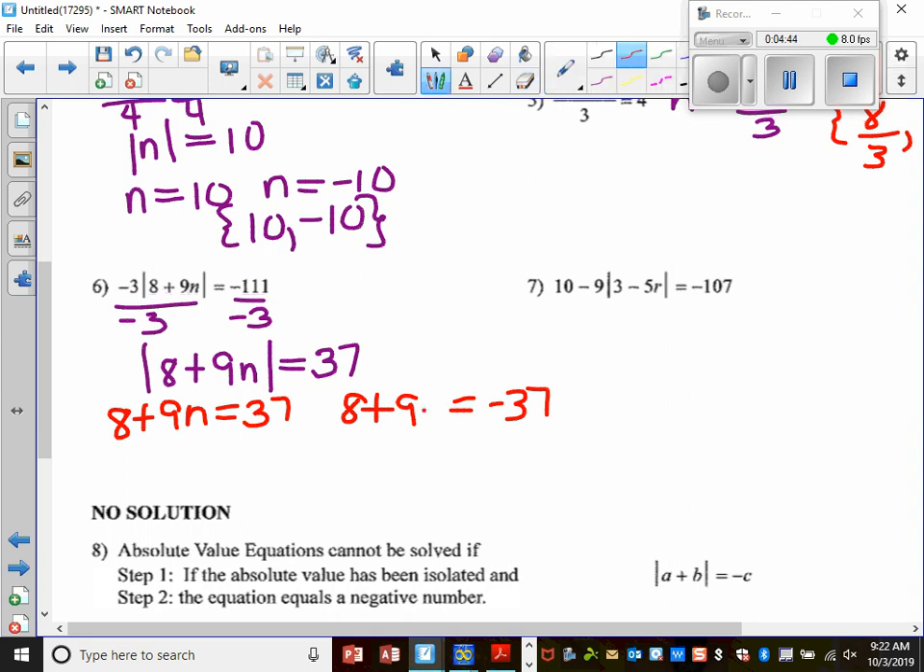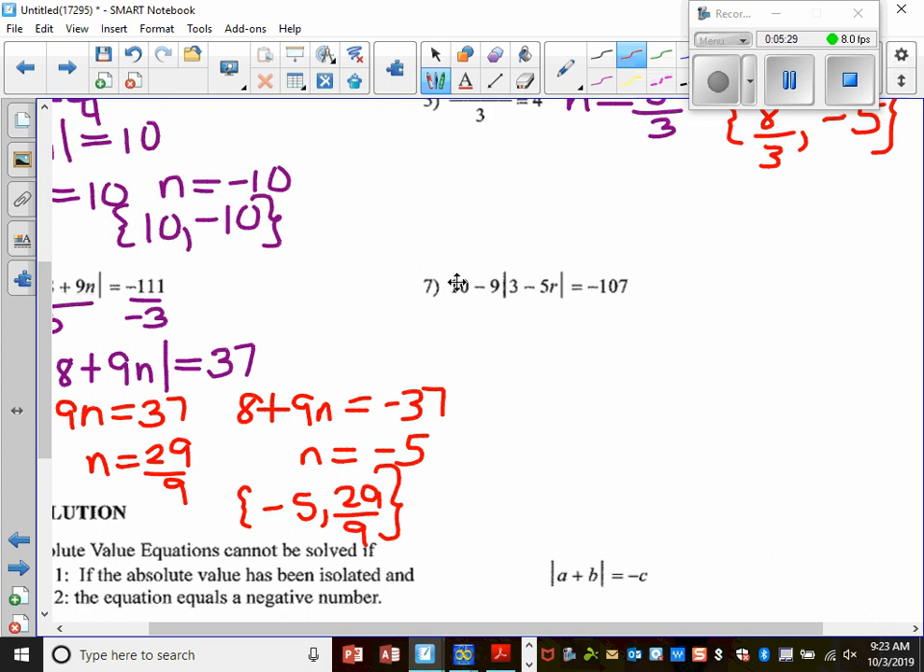All right, go ahead and finish solving those and see what you get. So for the first one, you should end up with 29/9. And for the second one, you should end up with -5. All right, we're going to do one more on this page before we move on. We'll do number 7.